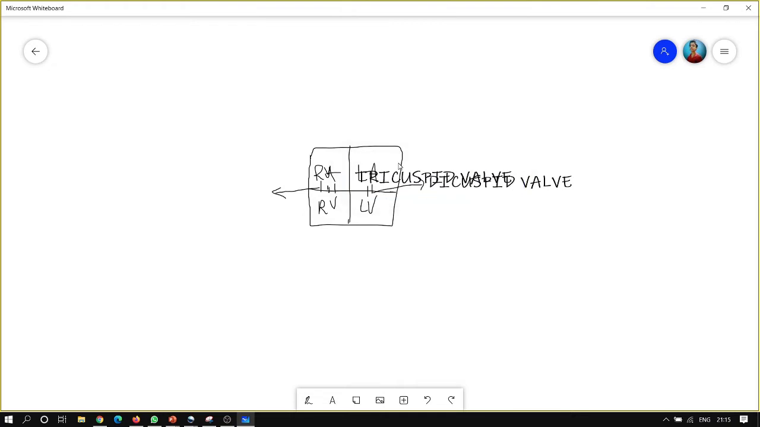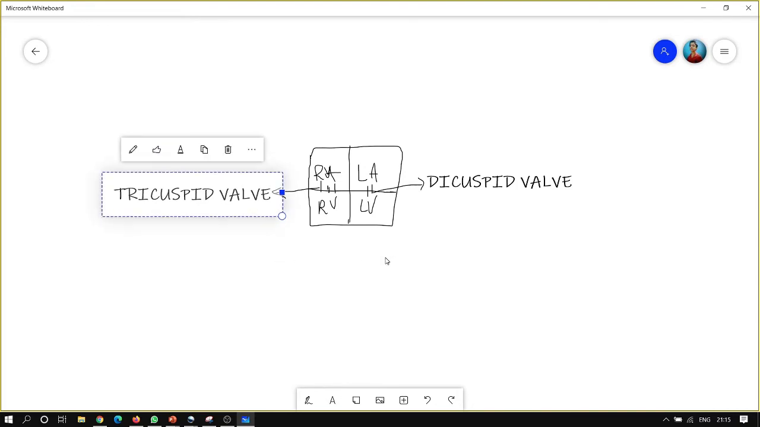Yeah. So let me just place it here. This is known as the tricuspid valve. Always remember, guys, the opening from the right atrium to the right ventricle is the tricuspid valve, and from the left atrium to the left ventricle is the bicuspid valve. Bi and tri, two lines and three lines.